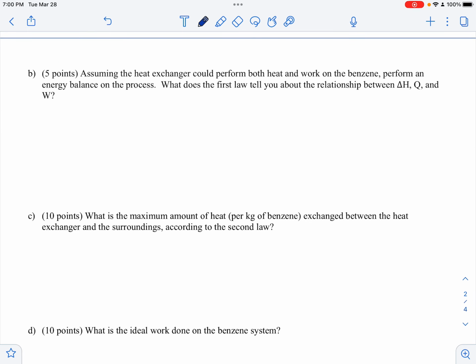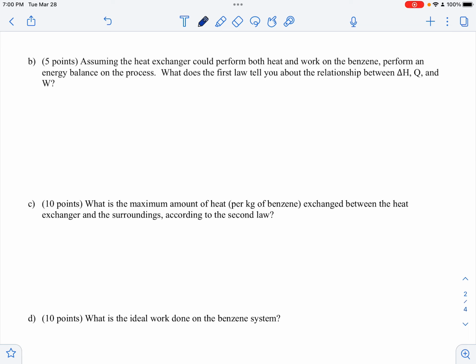In part B, we're asked, assuming the heat exchanger could perform both heat and work, I don't know how it would do that, but let's assume it could, perform an energy balance on the process. What does the first law tell you about the relationship between delta H, Q, and W? So I would look at the energy balance equation.